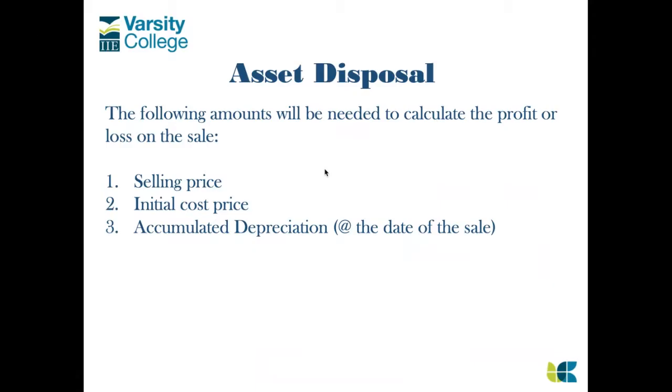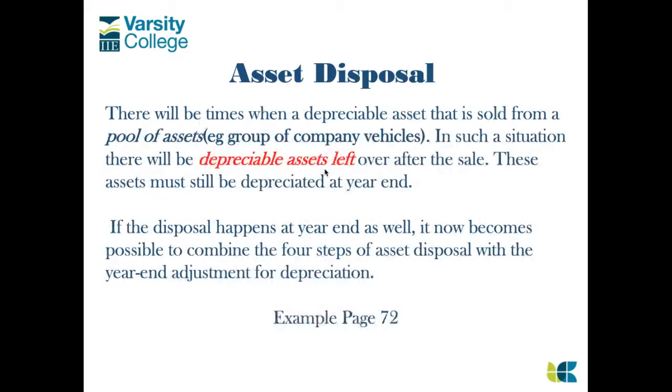Here it says the following will be needed to calculate the profit or loss on the sale. We need the selling price at which we are selling this asset. We need the initial cost price, the 100,000. How much did we buy it for? Does that make sense? Then we need the accumulated depreciation. What has been the depreciation on this asset for the 3 years that we had it? I'm sure you can already tell we were working with these as we were going through the illustration.